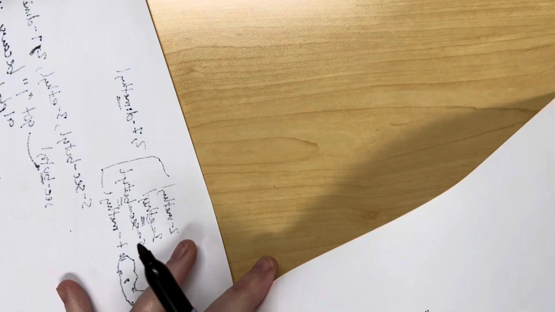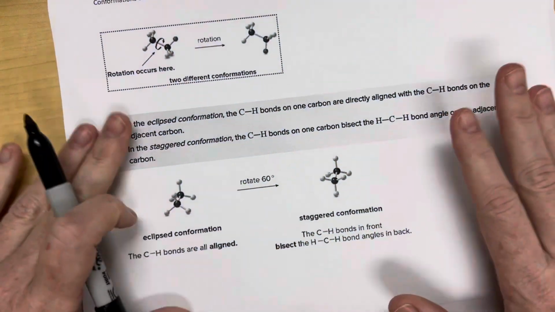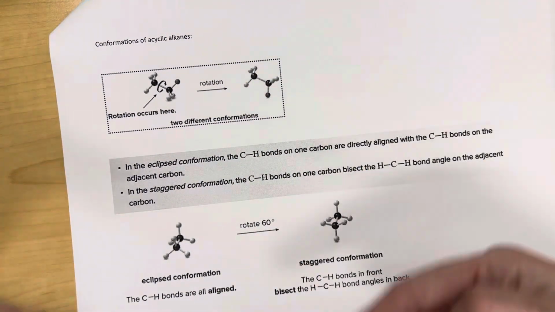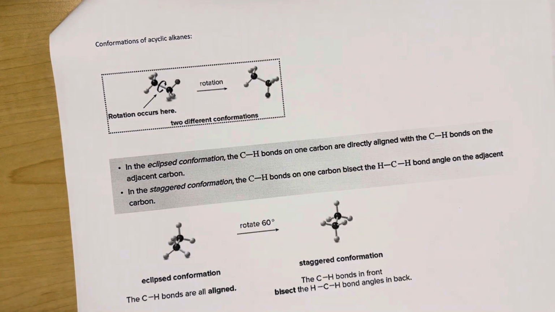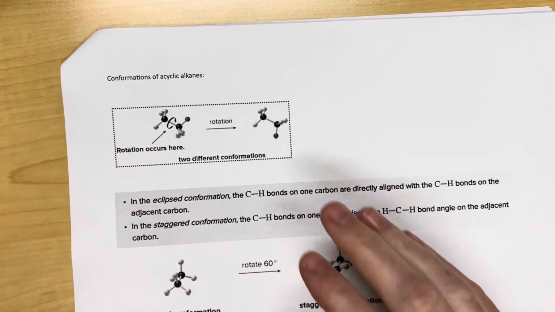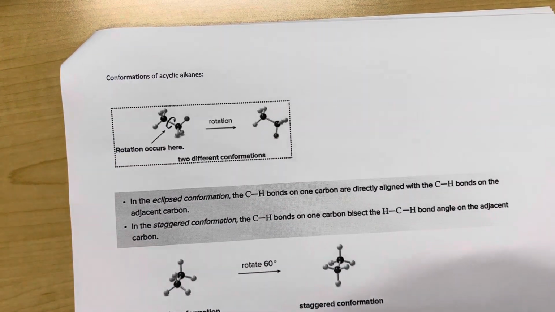Okay, now we're on to Newman projections. So acyclic alkanes. Acyclic alkanes are kind of cool because they rotate, they spin. All right, and we're gonna spend a lot of time here. Before we get too much into this, I want to talk about how they spin.